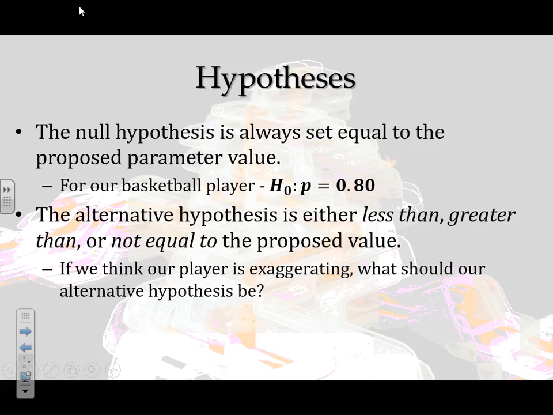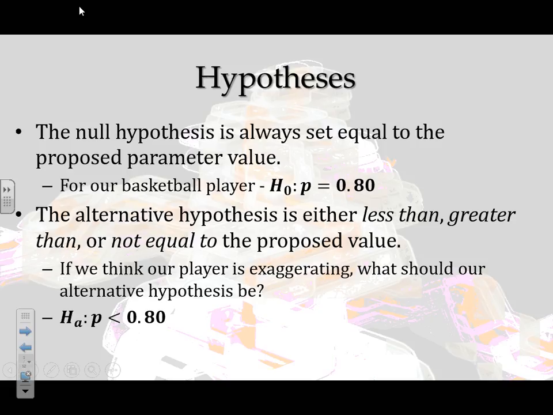Less than 80%. So we would write that as H sub A, colon, so the statement is his true proportion of free throws made would be less than 80%. So with every hypothesis test you run, your first step is going to be to state these hypotheses. What's the claimed value, so what's the null? And then what's the alternative hypothesis that we accept if we end up rejecting the null?